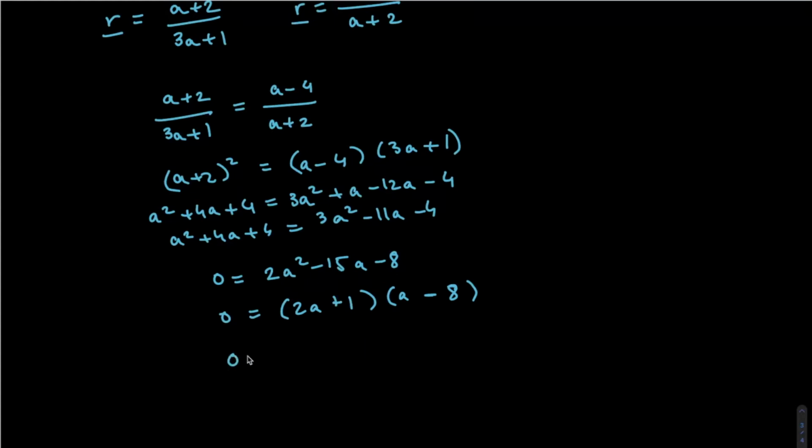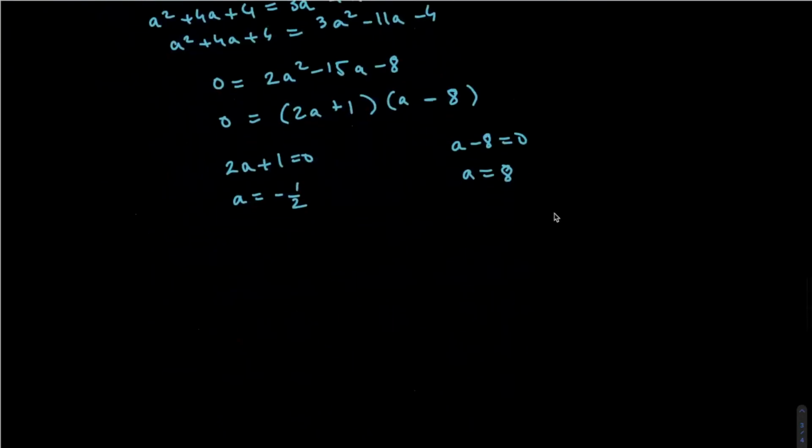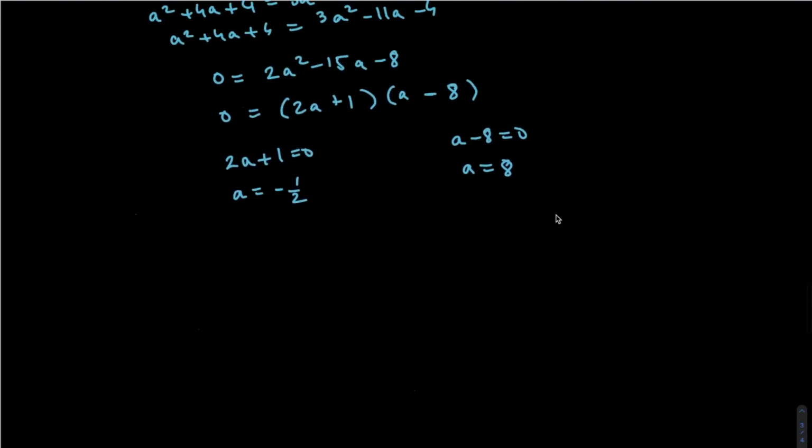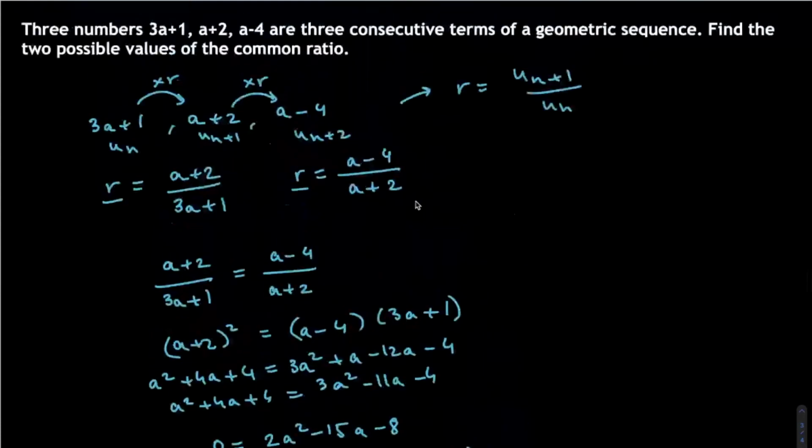Right, so that gives me the basic factors. I can just write 2a plus 1 is equal to 0, and a minus 8 is equal to 0. So we get a is equal to 8, and a is equal to minus 1 half. Okay, so now I've only done part of the question. I've only found the values of a. Now I have to find the terms and the common ratio.